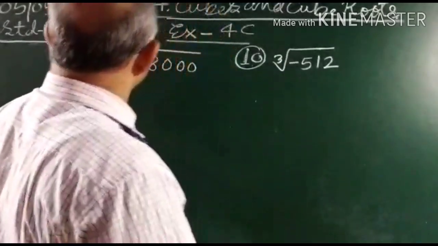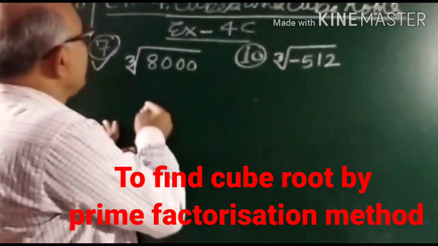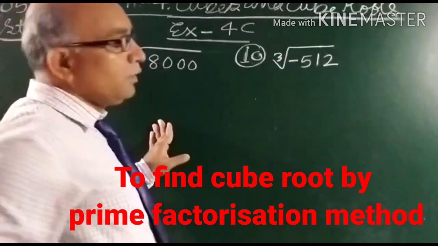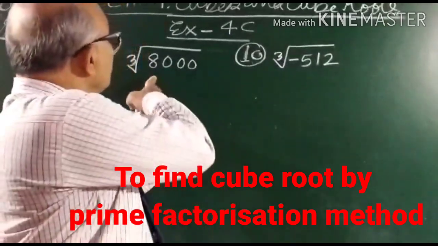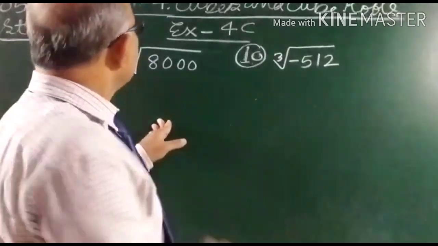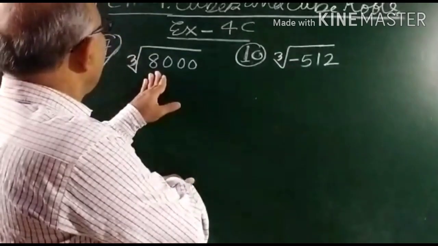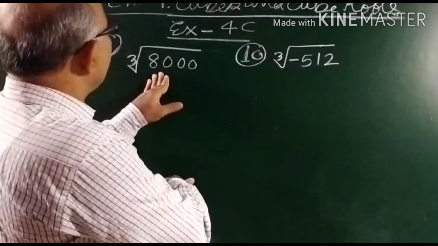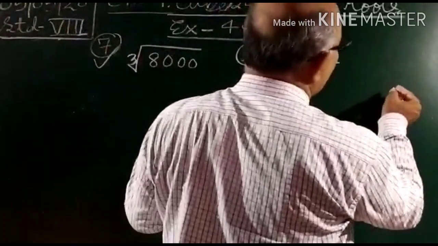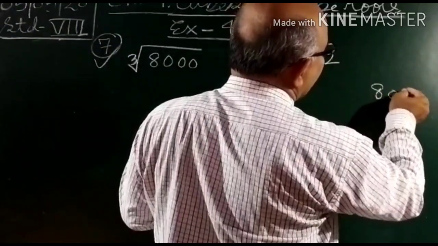So I am going to solve question number 7. Question number 7, cube root of 8000. The only method to find a cube root is the prime factorization method. So first of all, we have to find the prime factors of 8000.